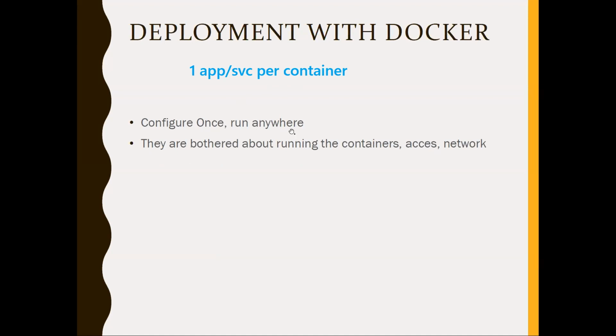So how did deployment change? Configure once, run anywhere. They'll start a container on prod. They can scale up, they can maintain, manage them, that's all, right? They can run the same container on any other environments. They are bothered about running the containers, that's all, right? No more compatibility issues. They have to just scale them. They have to just see that end users can access the application, that's all.